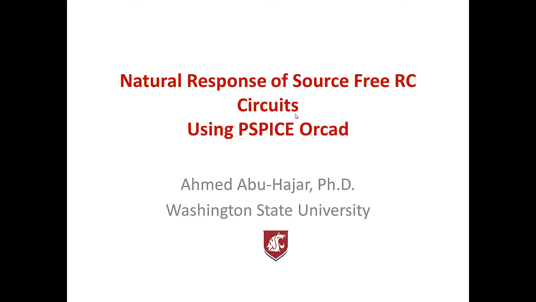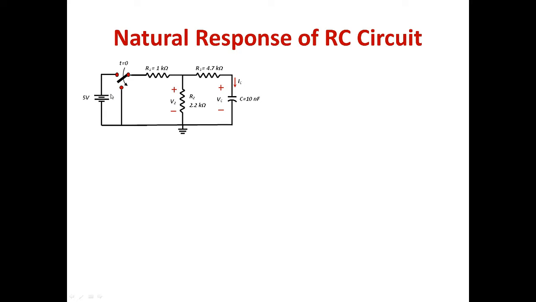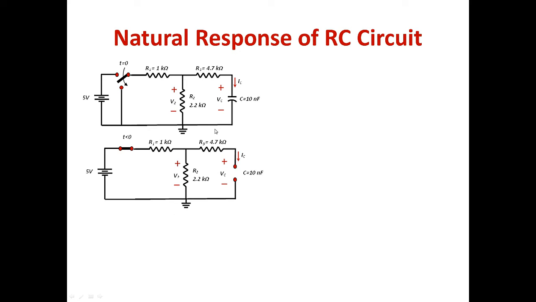So basically, if we have a circuit like this one, and here again we have a switch, and this switch is basically going to add 5 volts to an RC circuit for t less than 0, and at t greater than 0 the switch becomes shorted. That means we're going to remove the 5 volts, and we're going to have a source-free RC circuit. So I recommend you draw the circuit for t less than 0, and for t less than 0 we're going to have the 5 volts connected to the RC circuit.